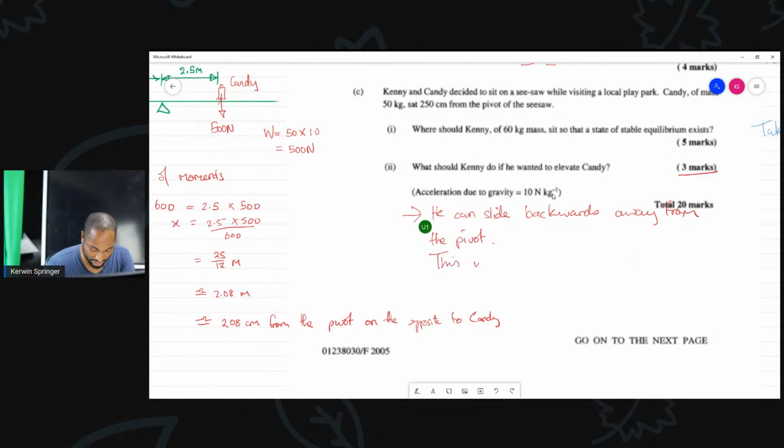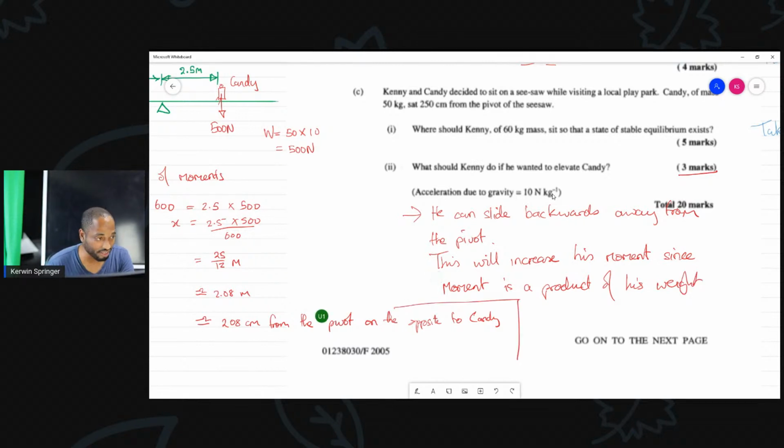This will increase his moment, since moment is a product of his weight. So don't be stingy with your answer if they're not stingy with the marks. You want to slide backwards away from the pivot and give a little explanation too, because it's 3 marks.